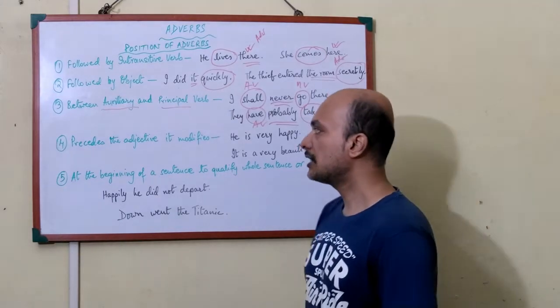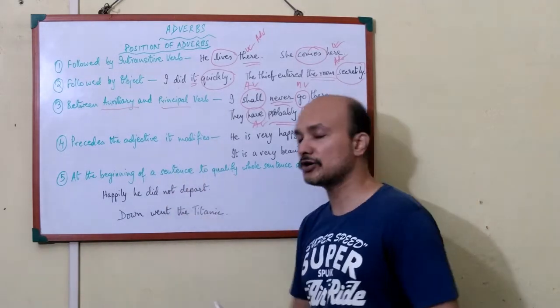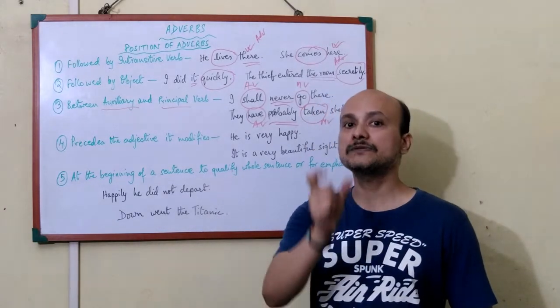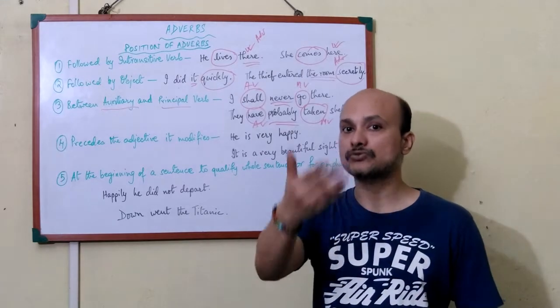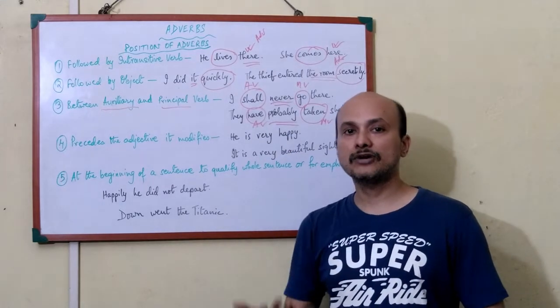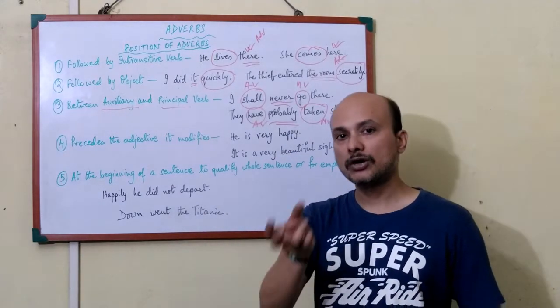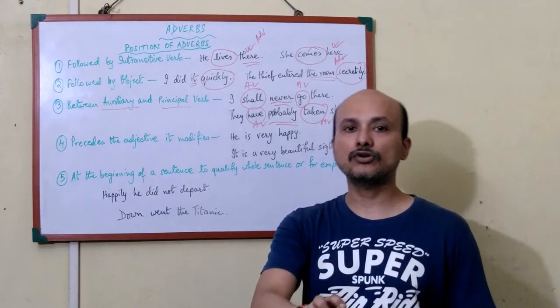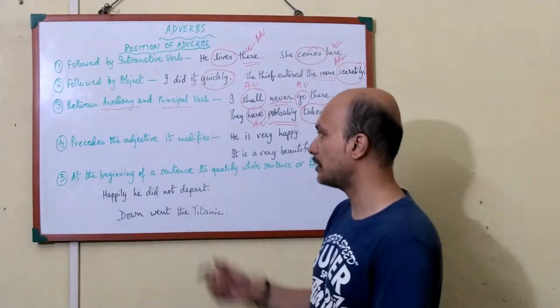Next, rule number 4, precedes the adjective it modifies. Precedes means it comes before. It comes before what? It comes before the adjective which it is qualifying. As you know, adverbs qualify the adjectives, so in many cases it sits before the adjective it qualifies. This is one more position.